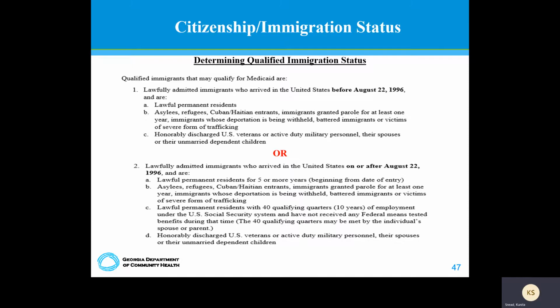It's just giving them documentation that they are authorized to work in the United States for a period of time, but we still need to know about their immigration status. So you're just going to follow this policy right here. If they don't fit anything in this policy, that means that they are not a qualified immigrant and they will not be eligible for presumptive eligibility, because they're not a qualified immigrant. So that would be their denial reason.